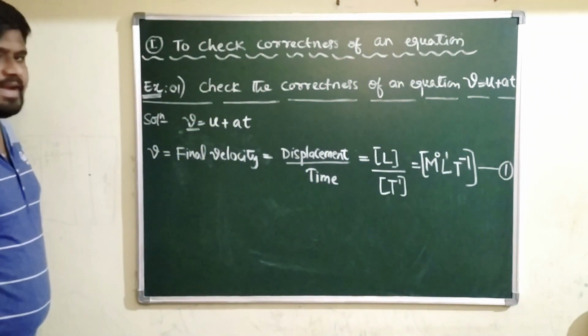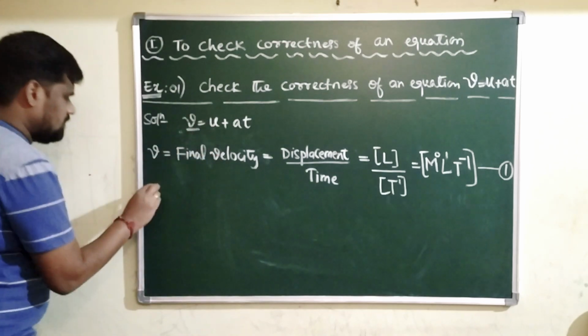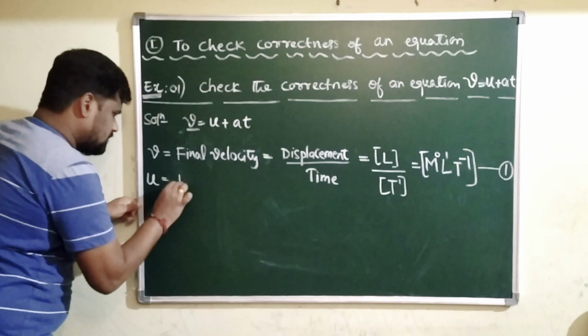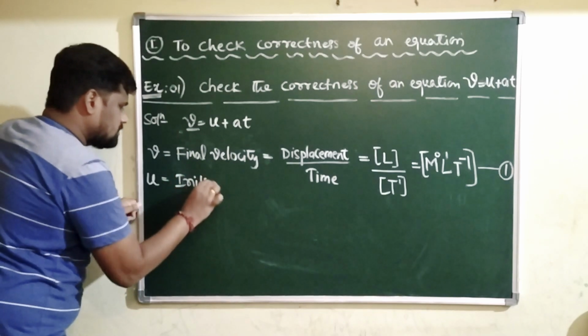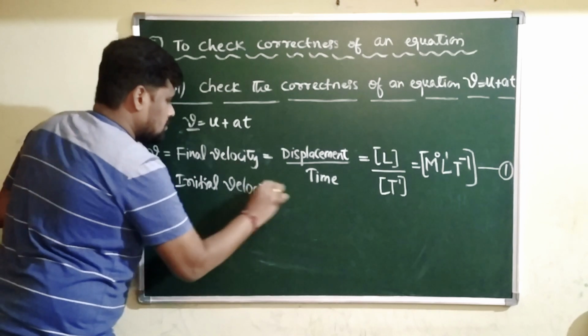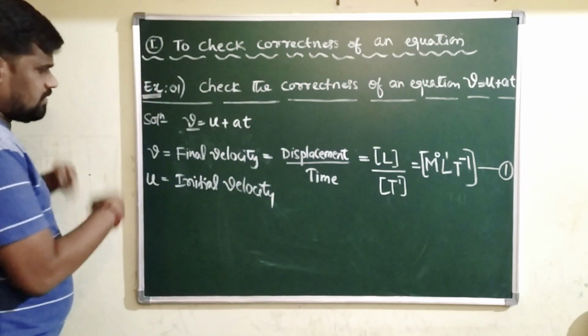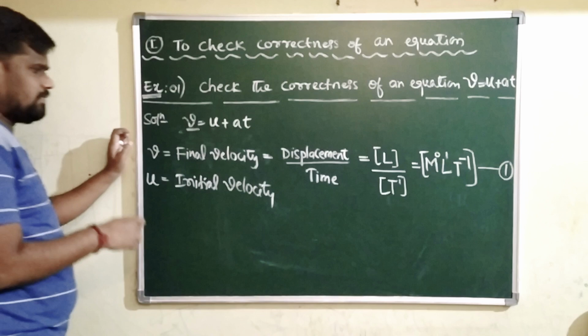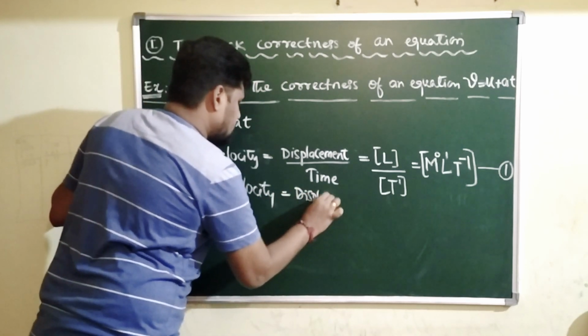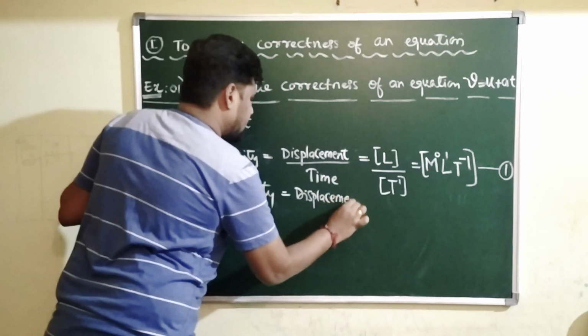Now consider the second term here. Which is the second term? The second term is u. U is called which velocity? Initial velocity. Once again, whether it is initial velocity or final velocity, it is a velocity. Therefore, the formula is what? Once again, displacement by time here.